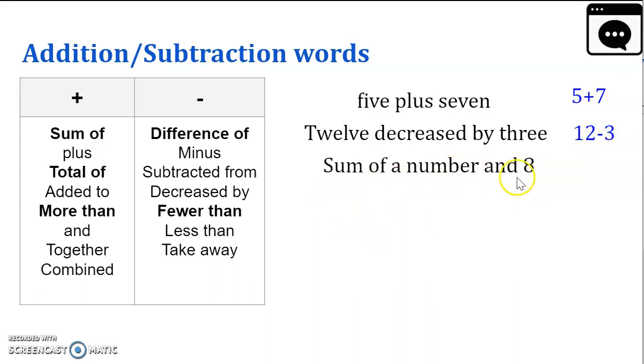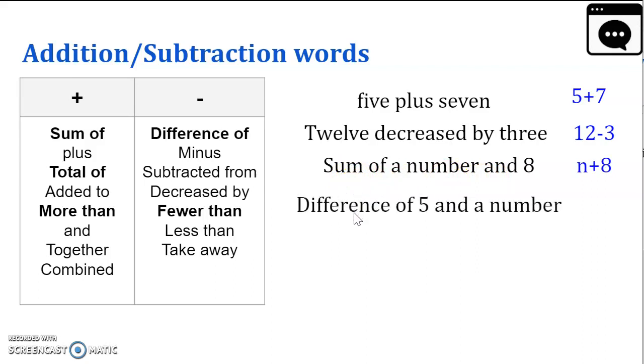What about sum of a number and 8? Sum of, you should be thinking addition. Sum of a number, we can represent the number as a variable n or x, whatever letter you want to use, and 8. So number n and 8, and the operation between them is addition because it's sum of. So n plus 8. What about difference of 5 and a number? Difference is a subtraction word. So difference of 5 and a number is 5 and n. The operation is subtraction, so it's going to be 5 minus n.